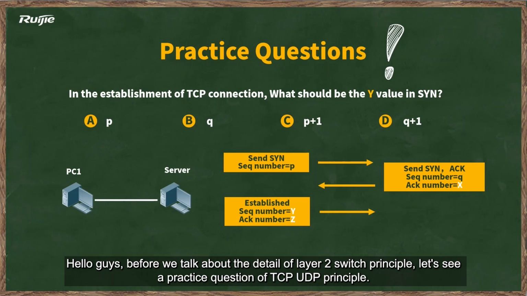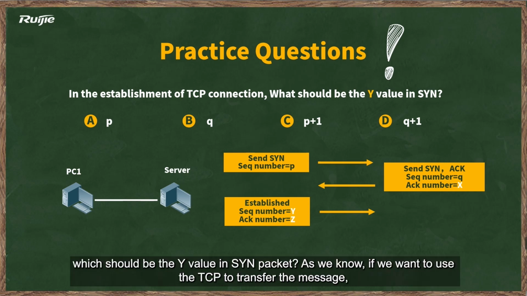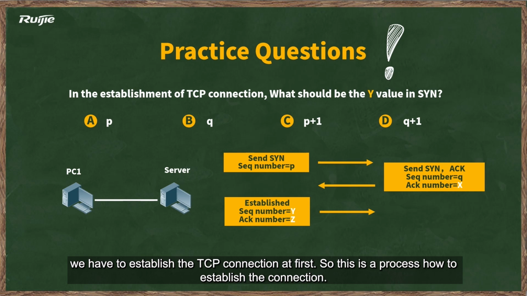Hello guys, before we talk about the detail of L2 switch principle, let's see a practice question of TCP UDP principle. The question is, in the establishment of a TCP connection, which should be the Y value in SYN packets? As we know, if we want to use TCP to transfer a message, we have to establish the TCP connection at first. So this is the process of how to establish the connection.